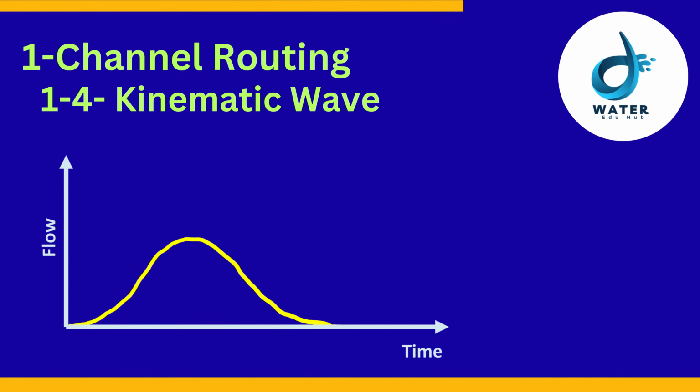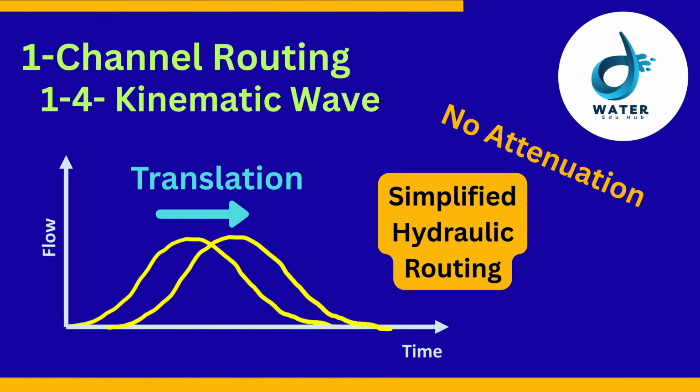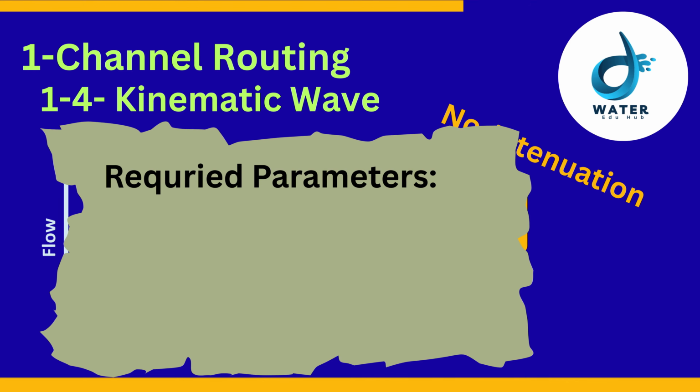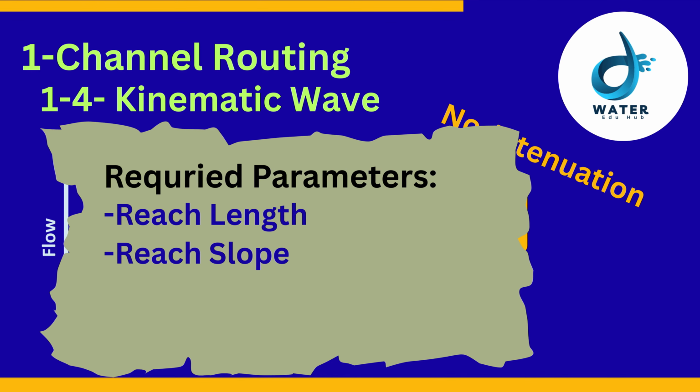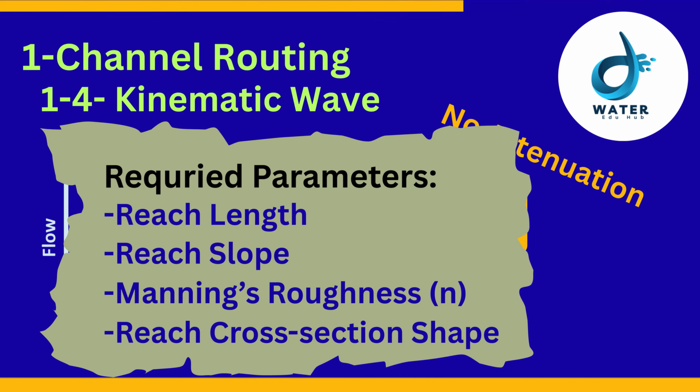The last one is Kinematic Wave. This method effectively translates the hydrograph without attenuating the peak unless numerical diffusion occurs. This is a simplified hydraulic routing method and needs the following physical parameters to work: reach length, slope, Manning's roughness N, and the reach cross-section shape, similar to Muskingum-Cunge method.